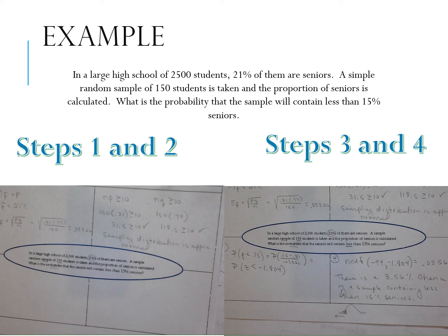All 4 of these steps need to be completed to get full credit for calculating the probability of a sampling distribution of proportions problem.